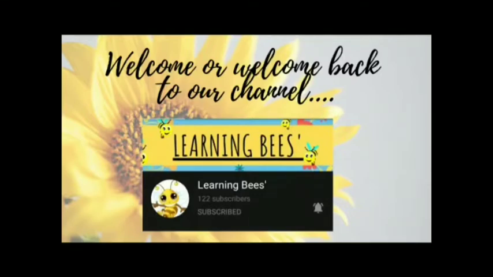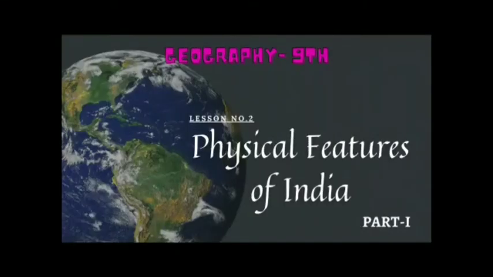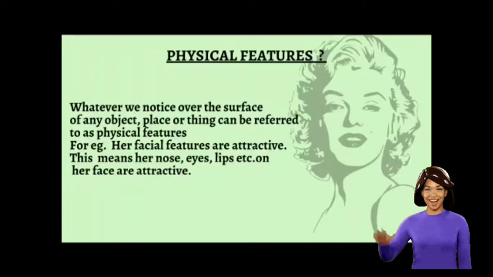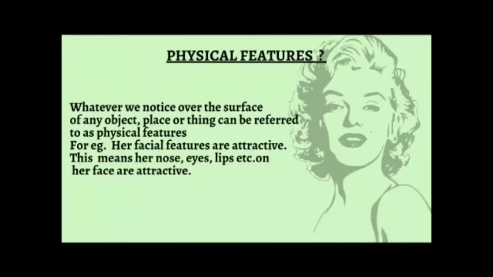So let's start with today's video, lesson number 2, Physical Features of India. What are physical features? Let's try to understand this first. Whatever we notice over the surface of any object, place, or thing can be referred to as physical features. For example, her facial features are attractive. This means that her nose, eyes, lips, etc. on her face are attractive.